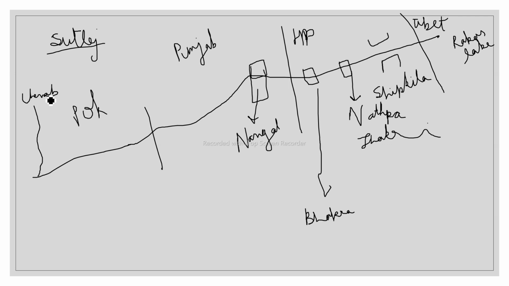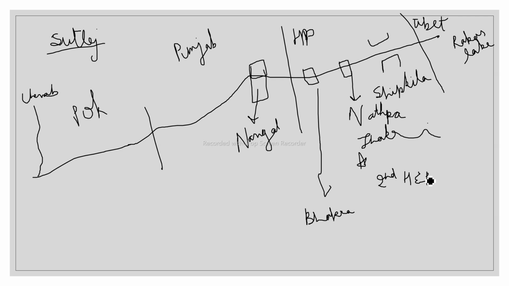One more thing that you should know about Nathpa Jhakri Dam. This dam here, I'm marking it with a star. This is the second largest hydroelectric project of India. Bhakra Nangal, we know, is the highest gravity dam. That is the title given to it.